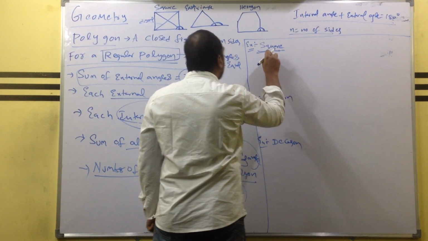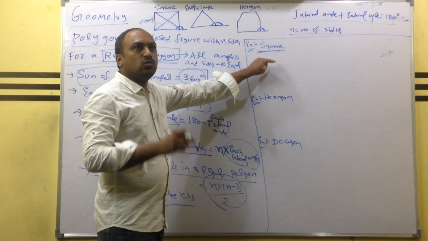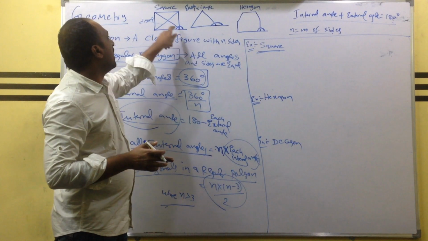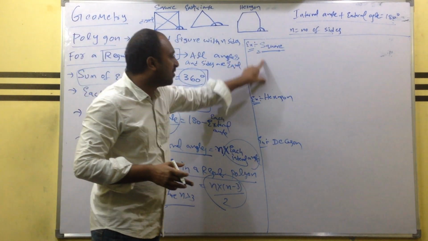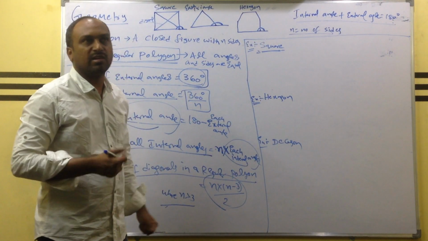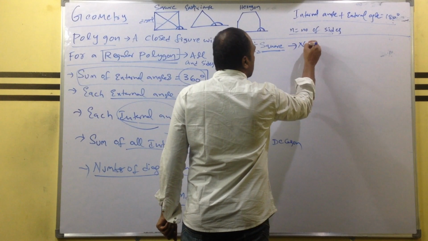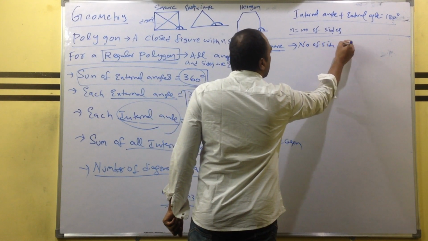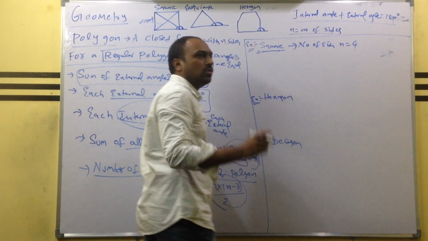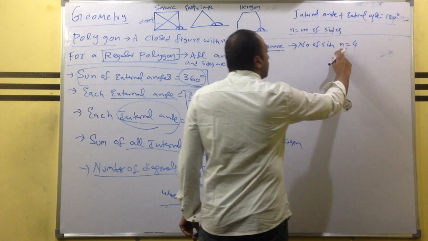So for a square, if all these questions are on a square, you know better what a square is and what its angle is. For the proof's sake I have taken it, and for these questions you can implement this and get the answers very easily. So square means first, the number of sides, n equal to how much? 4. You know all the 4 sides are equal, that is a square, right? And n equal to 4.